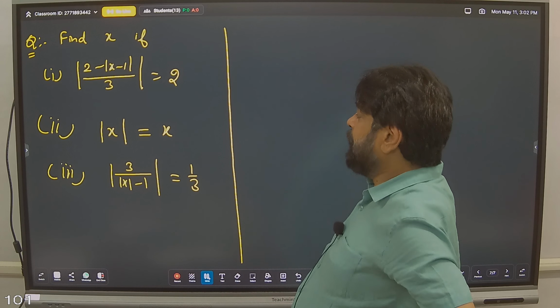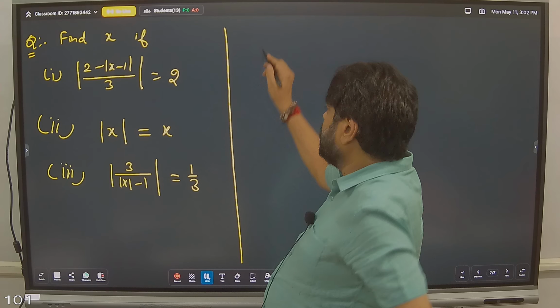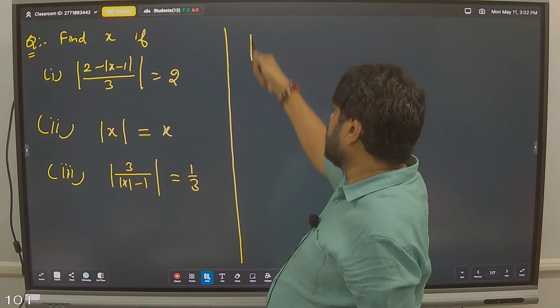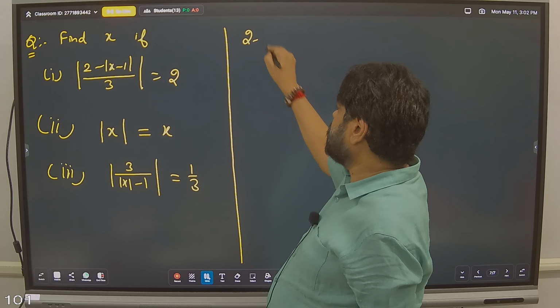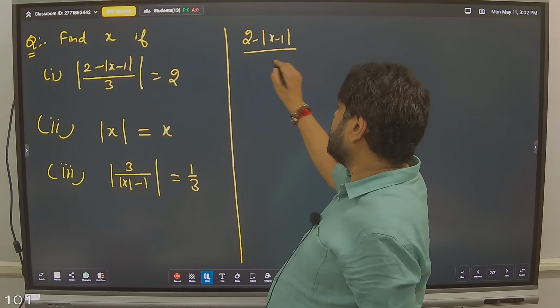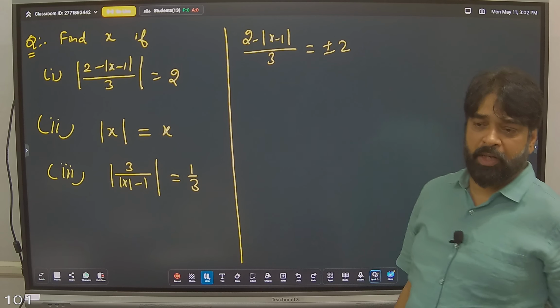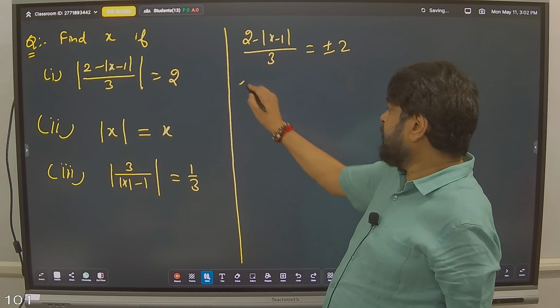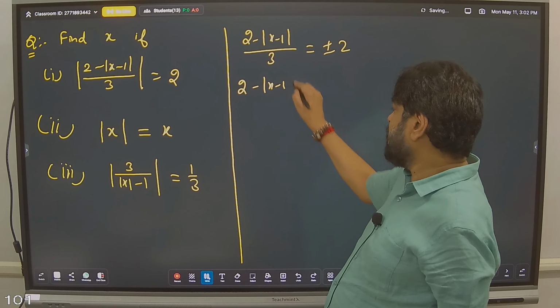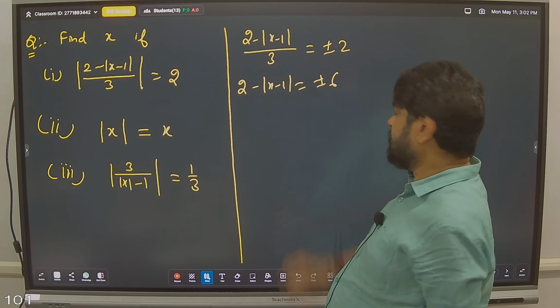Check the first one. First I will try to remove this mod. I will say 2 minus mod of x minus 1 divided by 3 equal to plus minus 2. The 3 will go to the other side: 2 minus mod of x minus 1 equal to plus minus 6.